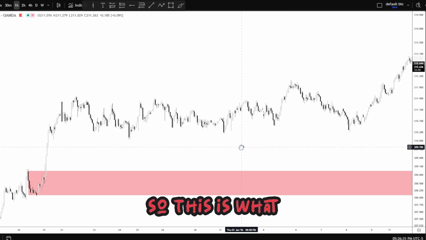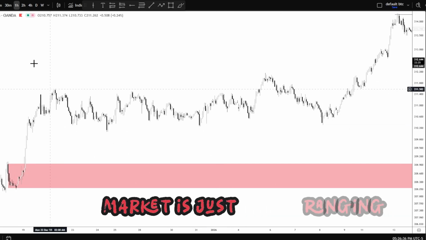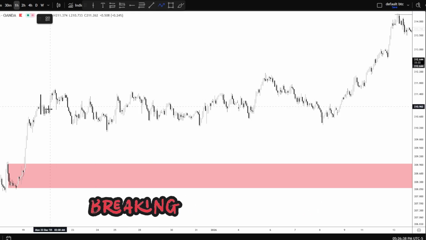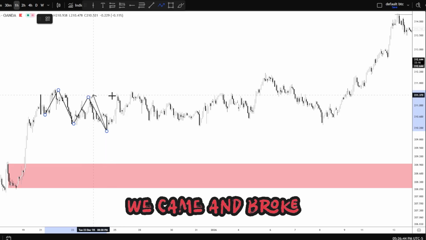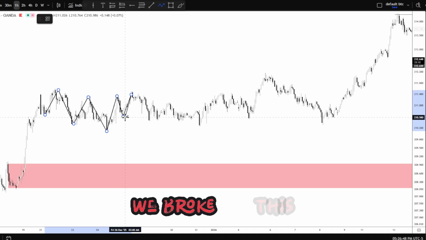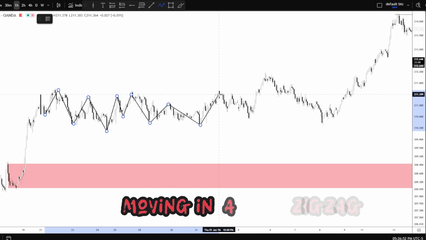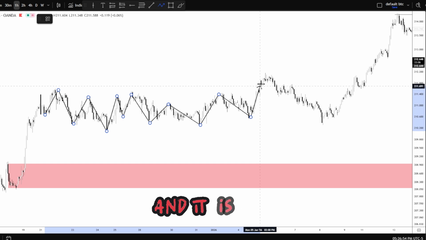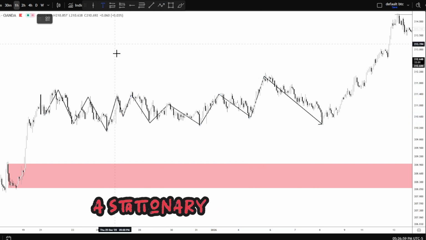So this is what a stationary market looks like. You can see the market is just ranging. The market is not breaking any structure to the upside. Even if it breaks, it's not respecting any rule. We broke this low, we came and broke this high, and we came again, broke this high, and we broke this low again. So the market is not respecting any rule. The market is just moving in a zigzag manner, and it is just ranging, not respecting anything.